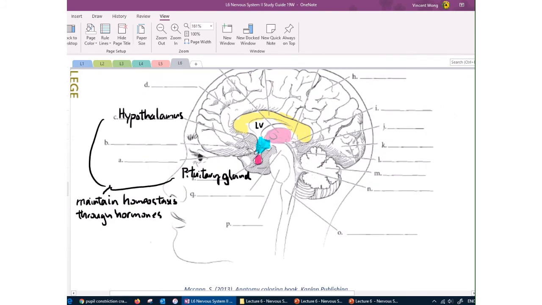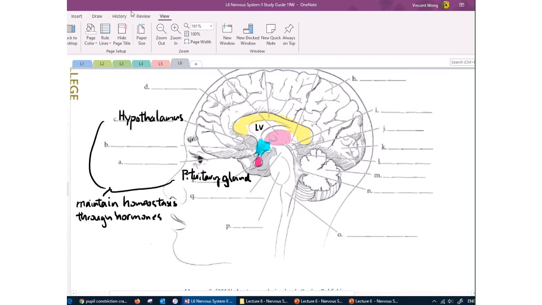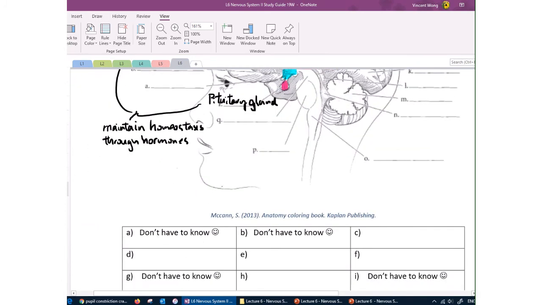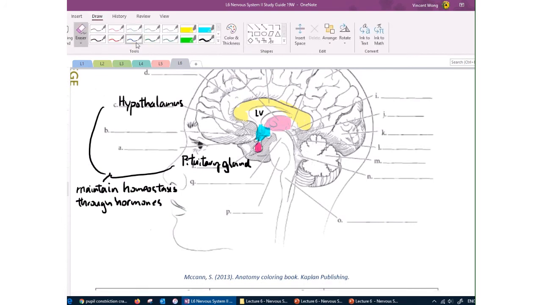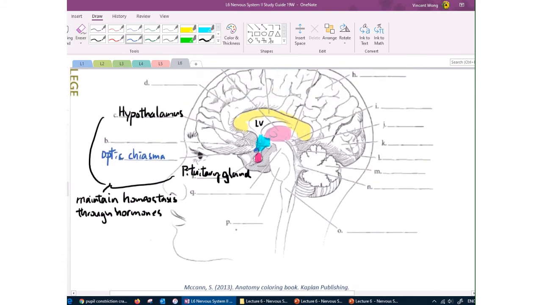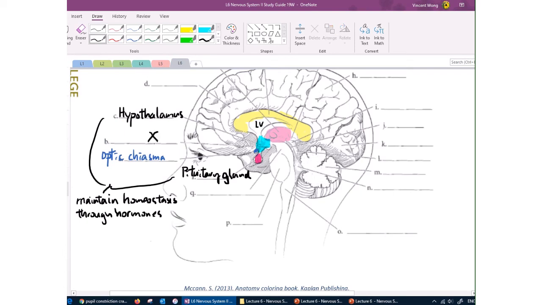Now, in front of the hypothalamus and the pituitary gland, there is a structure here, and I know I said you don't have to know it, but I'm gonna put it here because it's gonna come in the next lecture. So there's a little spot here that is called the optic chiasma. I'm going to explain to you what that means later, but just know that it is in front of the junction between the hypothalamus and the pituitary gland. Okay. B, you don't have to know, so we're going to go ahead and cross that out.